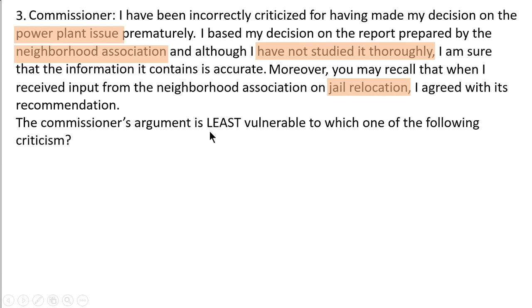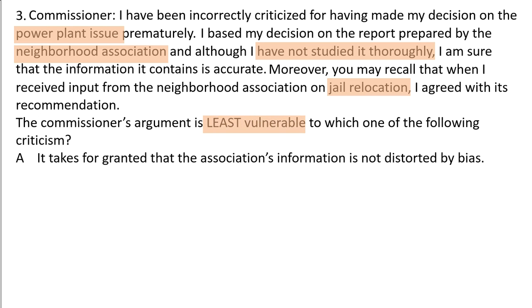The commissioner's argument is least vulnerable to which of the following criticisms? So it says that out of the given options, which option is least criticizing the argument? So we have to find the option which doesn't criticize, or criticizes the least. Now, what is the criticism about? The criticism is about using the information provided by the neighborhood association without studying it thoroughly. So now let's check which option doesn't say this.